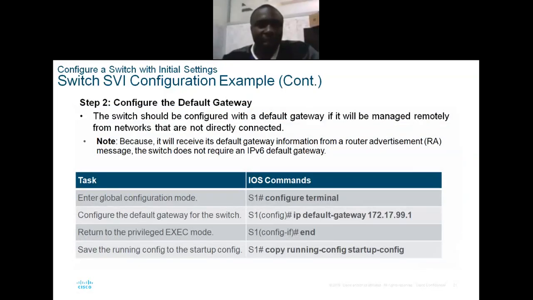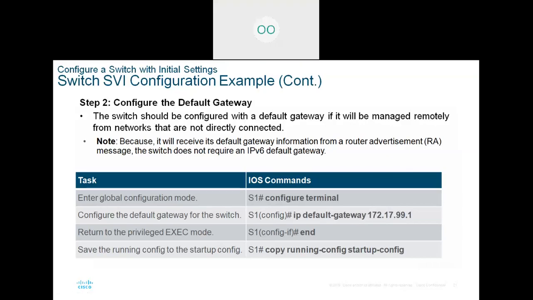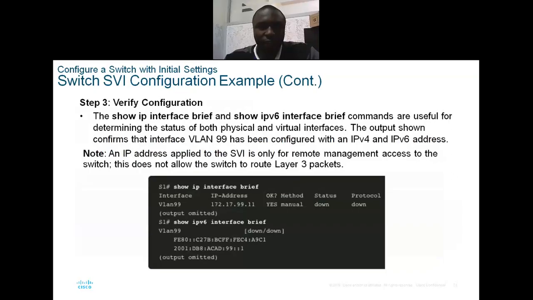Once you do that, then configure the default gateway. The switch should be configured with a default gateway if it will be managed remotely from networks that are not directly connected. And how do you do that? You still go to your global configuration mode, then ip default-gateway, then you assign the address. Remember, this IP address is basically so that you can reach out to this particular switch.